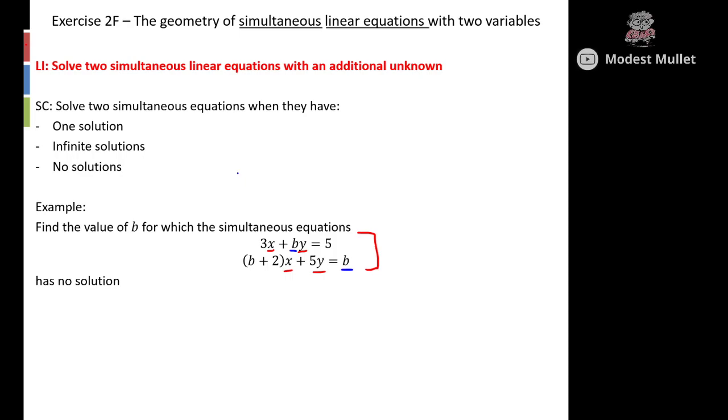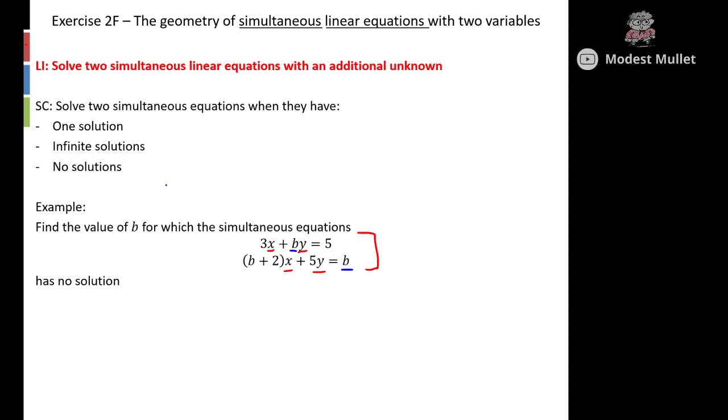And our goal today is to solve these two simultaneous equations when, for some given situation, there could be one solution, there could be infinite solutions, and then there can be no solutions. And there's an example there. Find the value of b for which the following simultaneous equations will have no solutions.